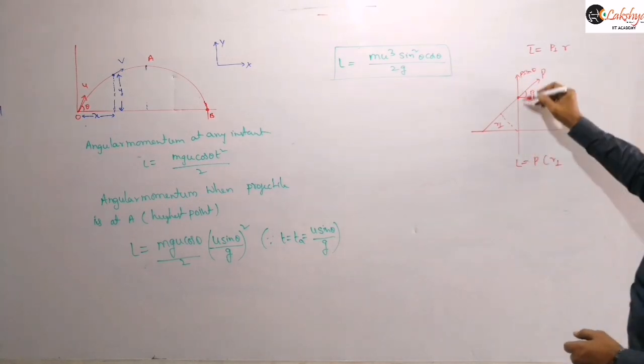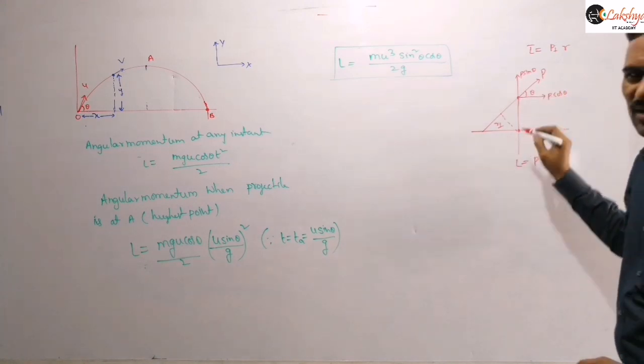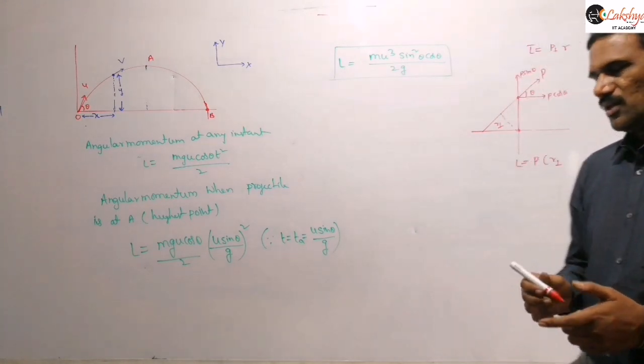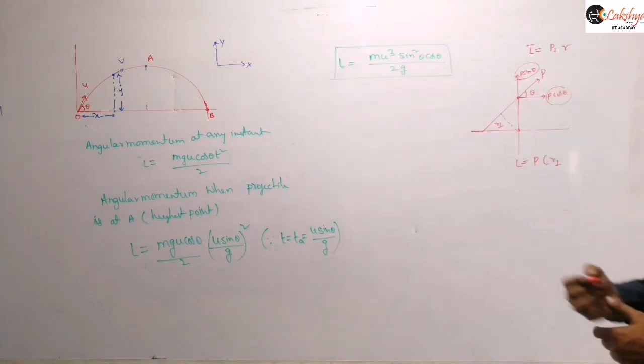Then due to this p sin theta there won't be any angular momentum, because that p sin theta is passing through this reference point. Whenever momentum is passing through the reference point, there won't be any angular momentum. And so due to this there is no angular momentum here. Now due to this, that angular momentum will be there.